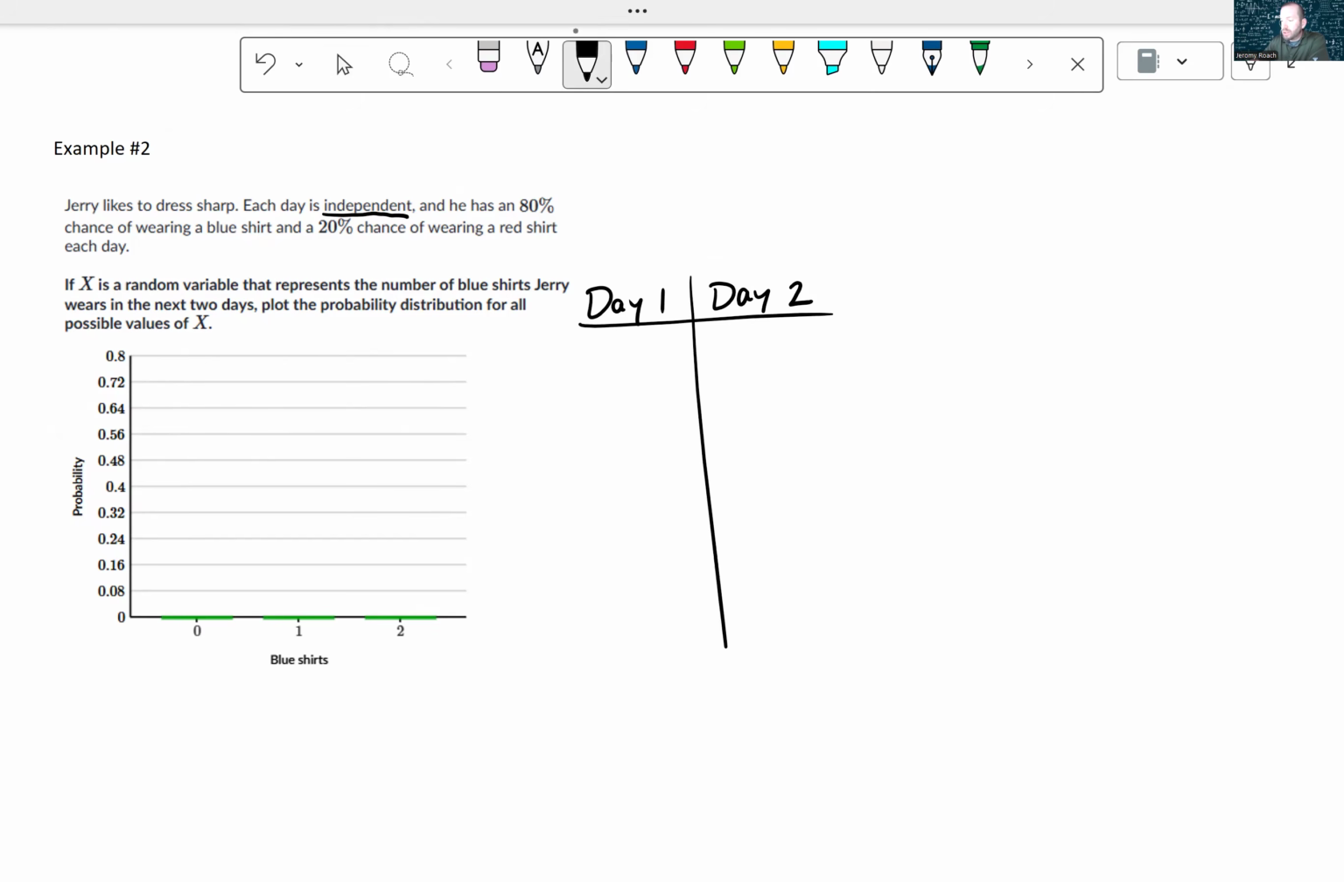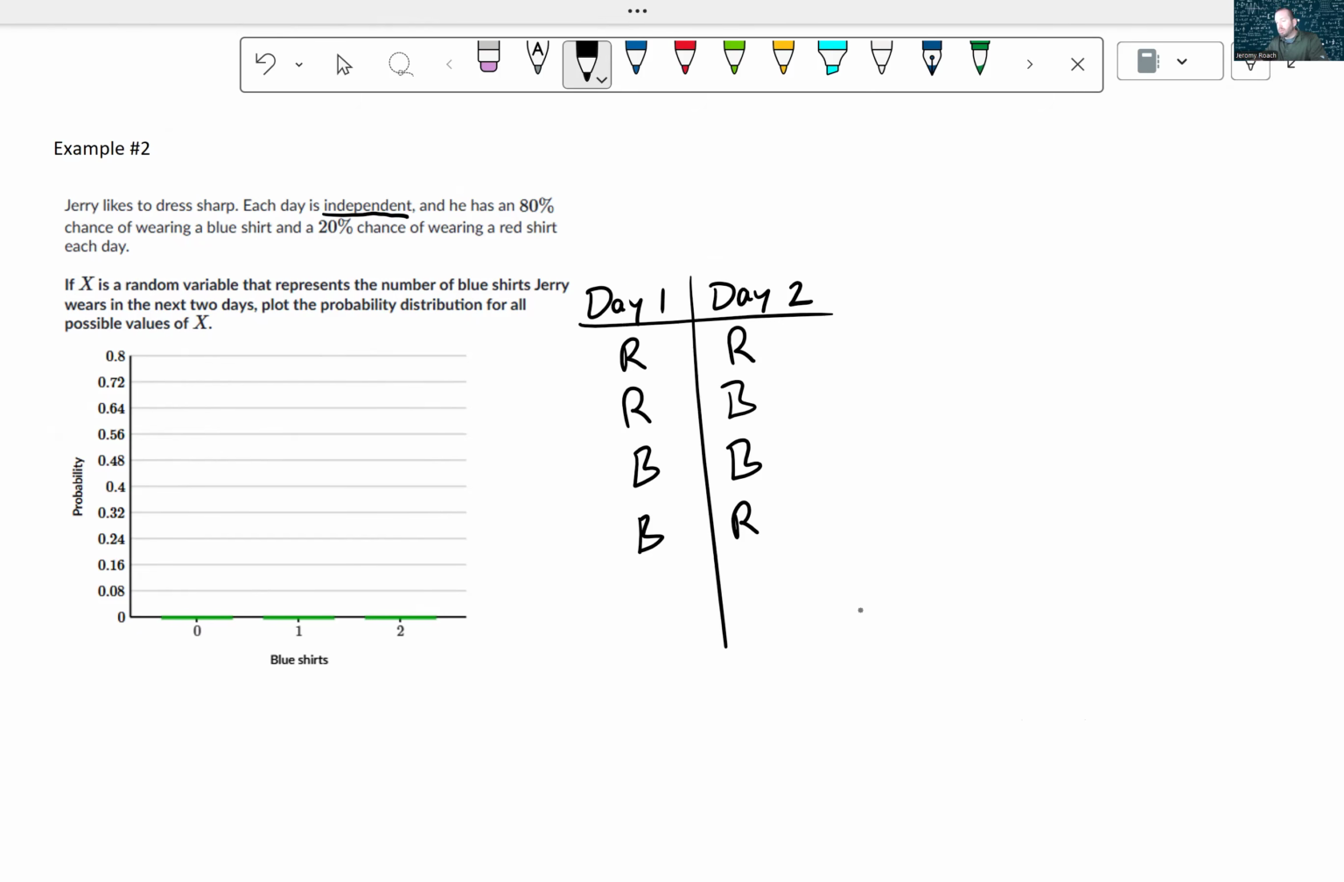So for day 1, he could wear a red shirt. Day 2, he could wear a red shirt. Day 1, he could wear red. Day 2, he could wear blue. Or day 1, he could wear blue. Day 2, he could wear blue. Day one, he could wear blue. Day two, he could wear red. Those are all of the combinations.